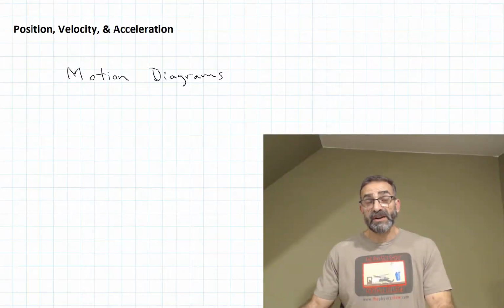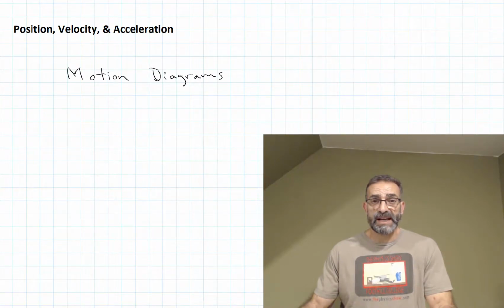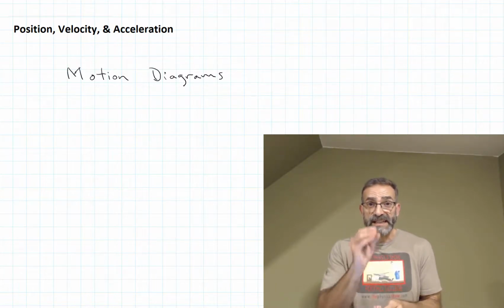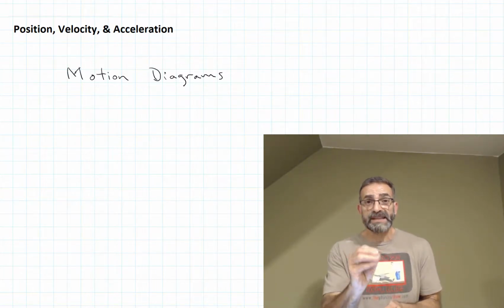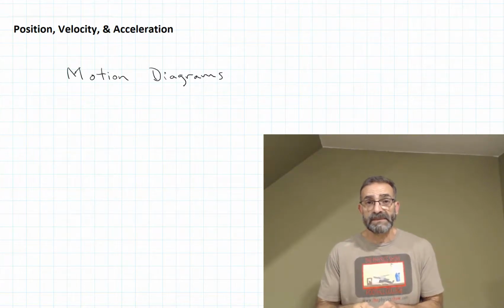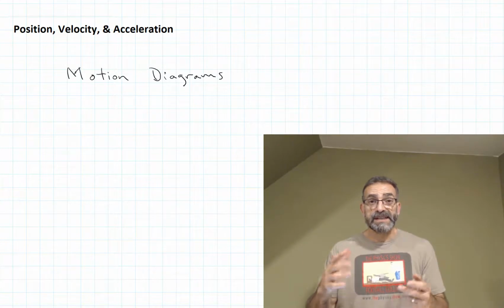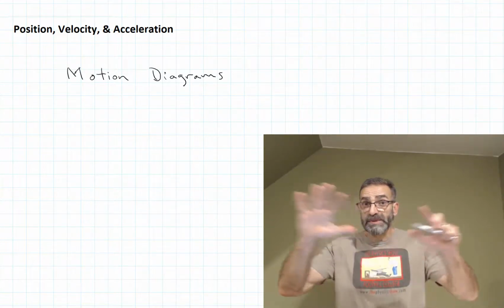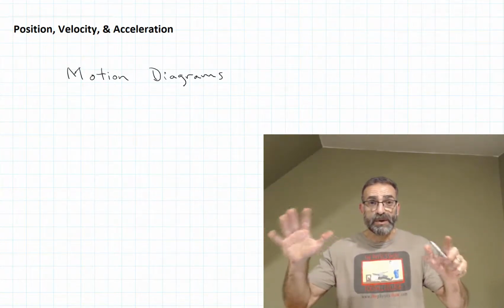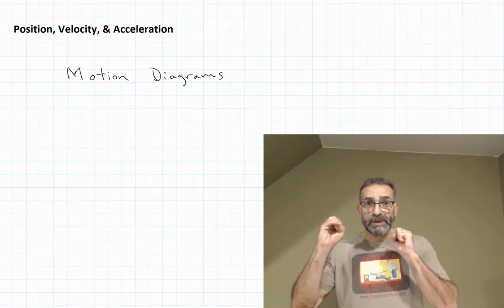We're going to use something called a motion diagram to get a feel for position, velocity, and acceleration. A motion diagram is basically an indication of where the object is at a given point in time. The way to picture this is if our object is in a dark room, completely black, you don't know where it is, and a strobe light goes off.